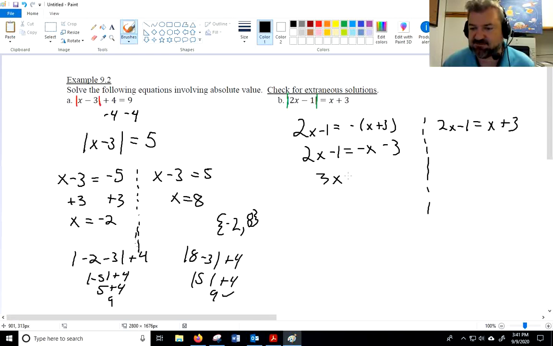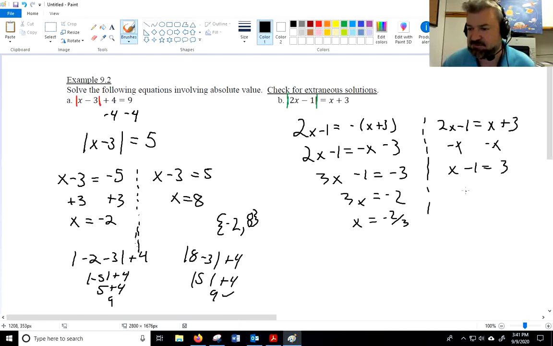I'm going to add x to both sides. And I'm going to add 1 to each side. I get x equals negative 2/3. I'll go ahead and solve this other side while I'm at it. And I'll add 1 to both sides. I get x equals 4.